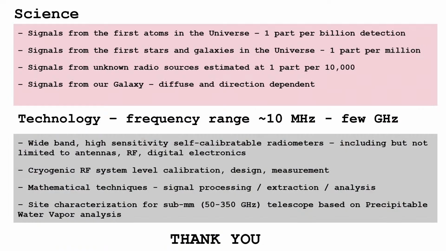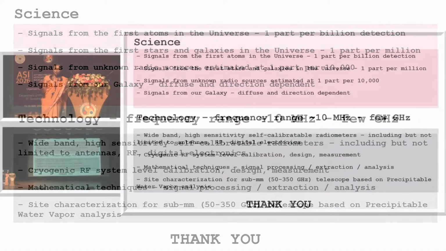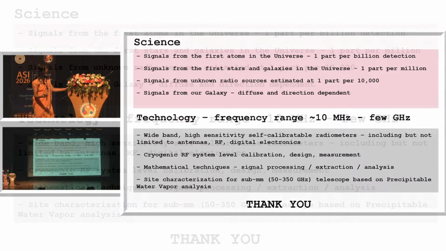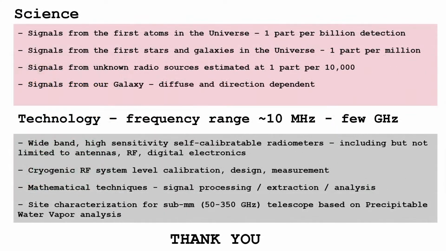So I will stop here, and this is my summary slide. Hopefully in these 25 minutes I've convinced you that there is a lot of interesting physics in global cosmological signals. Signals from the first atoms, it's a 1 part per billion problem, will tell us about energy injection processes in the early universe. Signals from the first stars and galaxies, a 1 part per million problem, will answer the open problem in cosmology about how the first stars formed and what they look like.